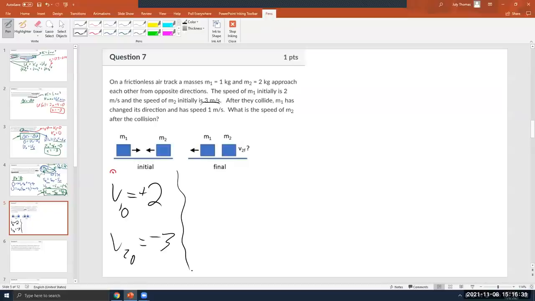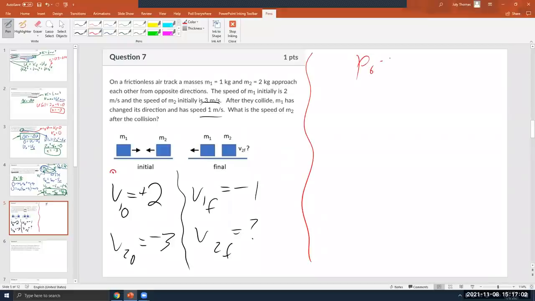In the final picture, block one has changed direction. So now block one is going to the left. That means that V1 final is now going to be negative, and they tell us that it's 1 meter per second, so it'll be negative one. And then we do not know V2 final. That's the thing that we're going to solve for. And so long as we mind our signs here, the problem itself will tell us the direction that that block is traveling. So how do we do it?